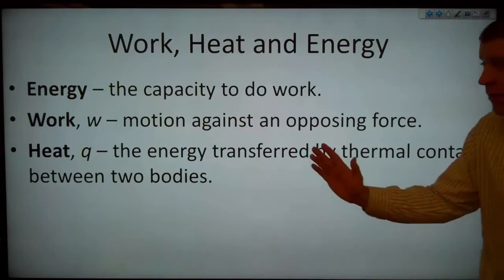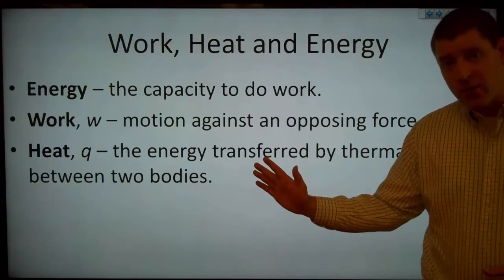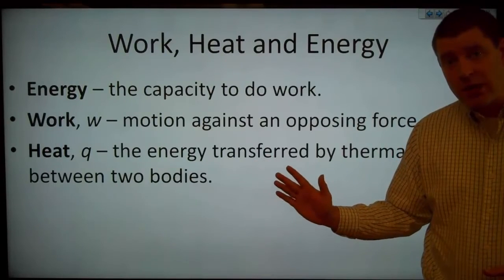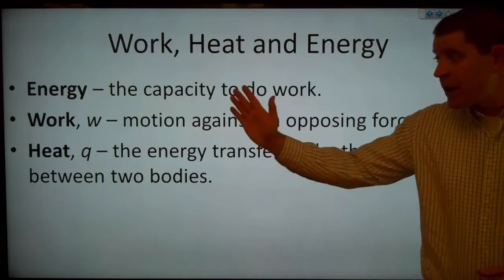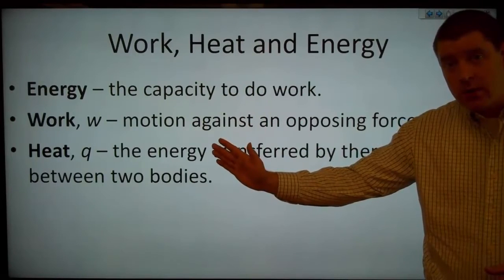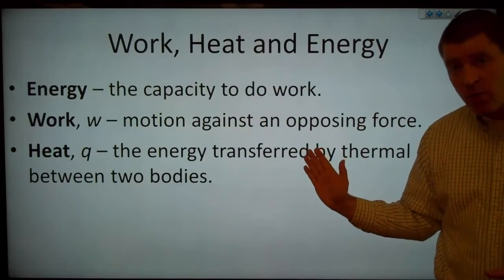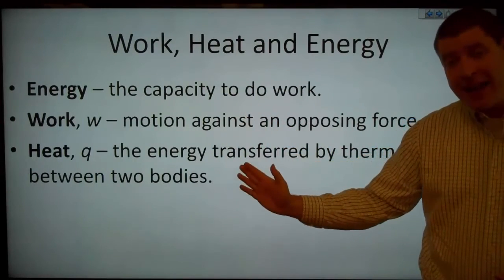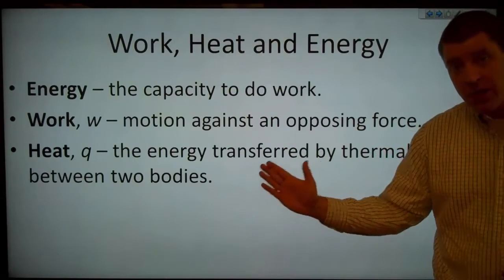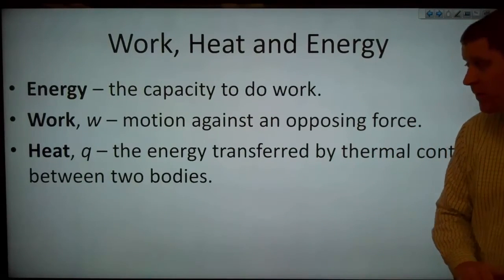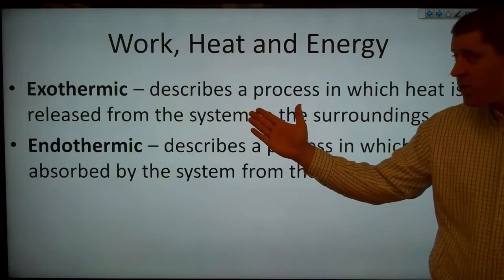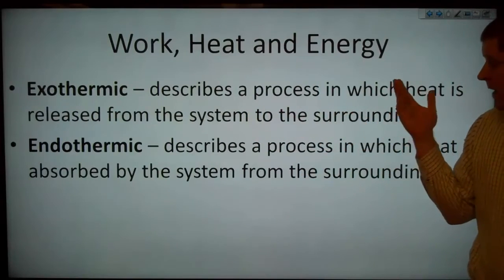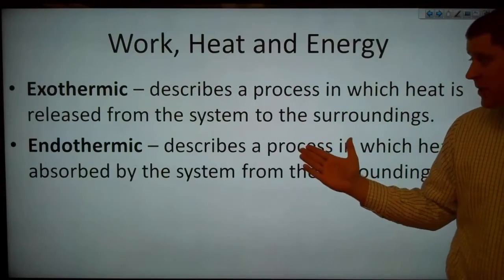So we've got two different types of energy transfer that we're going to discuss here in thermodynamics. We can transfer energy as work, so motion against an opposing force, or we can transfer energy as heat, that thermal motion of molecules.